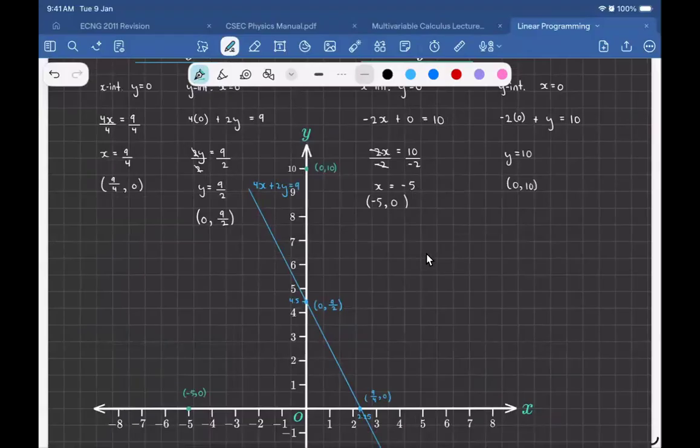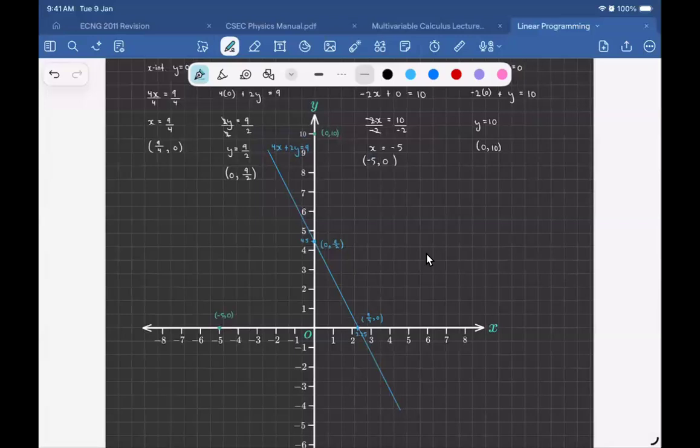So I want to draw a line. I want to come up with a line. What am I going to do with those 2 points I have now? You connect them: the 0, 10, and the negative 5, 0. Yep, that's correct. And then you would have to label your line, right?